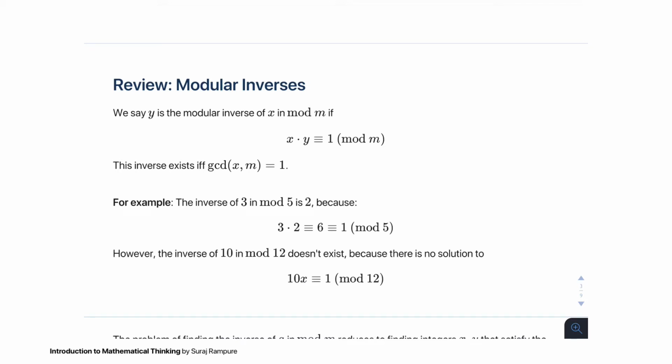So to remind ourselves, we say that y is the modular inverse of x in modulo m if x times y is equivalent to 1 in modulo m. Can someone tell me why that's the definition of a modular inverse? Like, why is y the inverse of x when x times y is equivalent to 1? Why is that the definition?